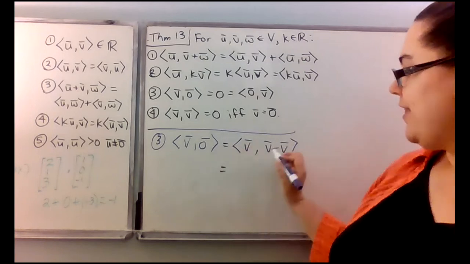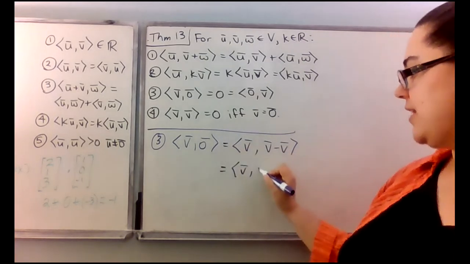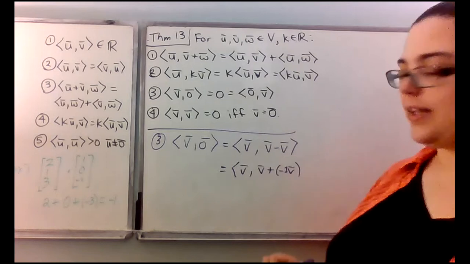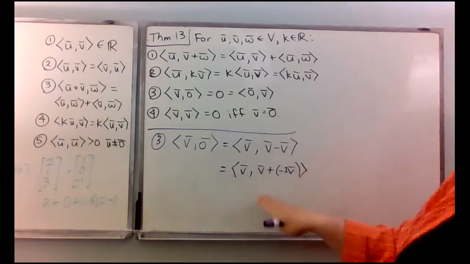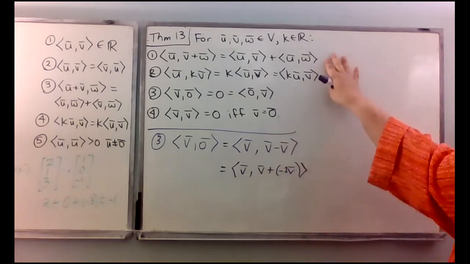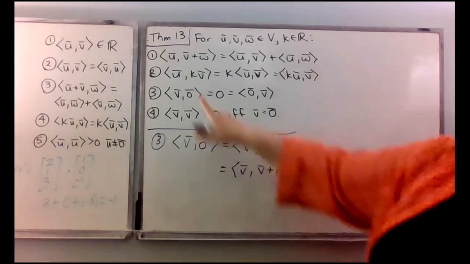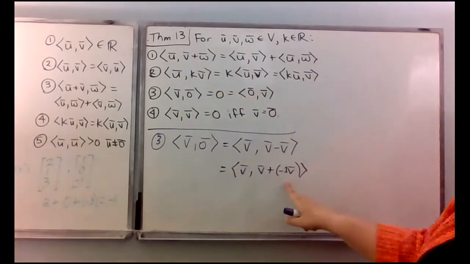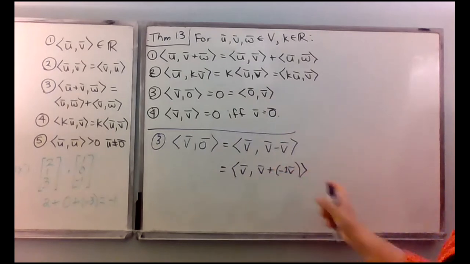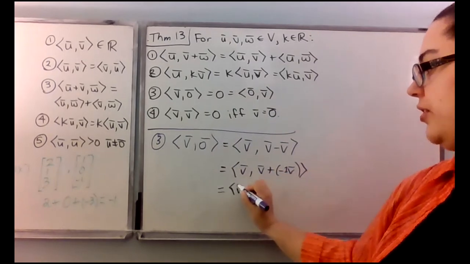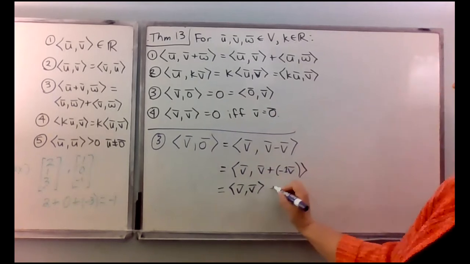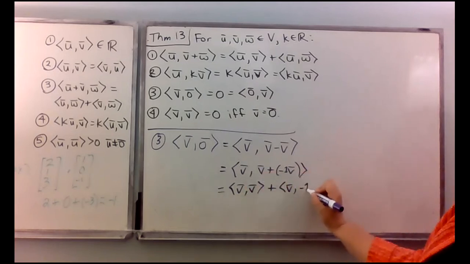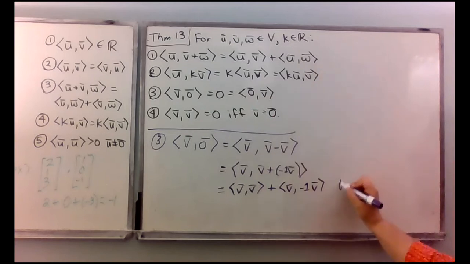Now, we also know that when I'm doing this subtraction, that's the same as adding negative 1v here. So I'm going to rewrite it in that manner. And now we're in a situation from this theorem that we are in up here, where we have a single vector in this first piece, and then we're adding 2 vectors in the second one. So I can split this up into the sum of 2 inner products. This is going to be the inner product of v and v. And then this is going to be the inner product of v and negative 1v. So that's by property 1 above.